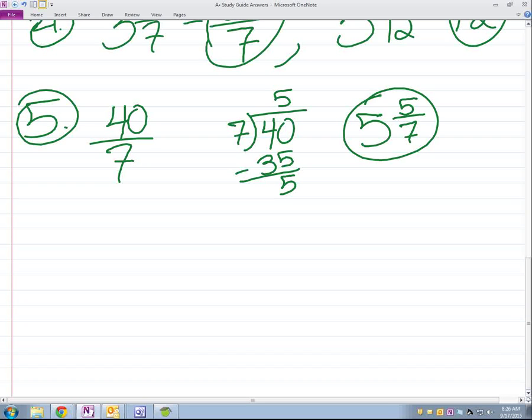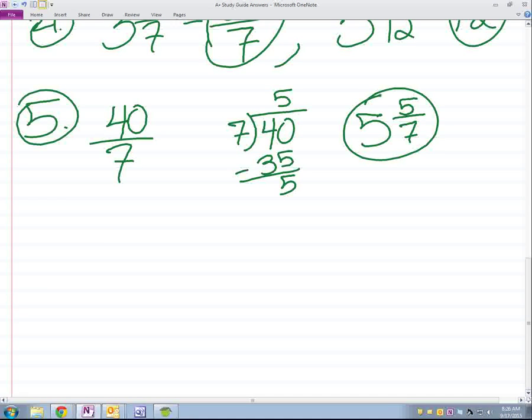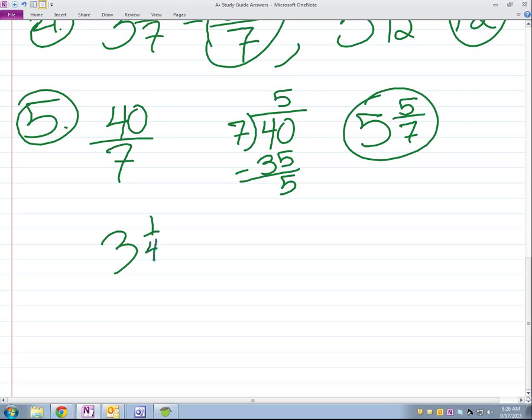No, those are both prime numbers. Yep. Question was, can that be reduced? And no, because they're both prime numbers. For B, you should have 3 1/4. If you have 3 2/8, you didn't reduce. Make sure you reduce.